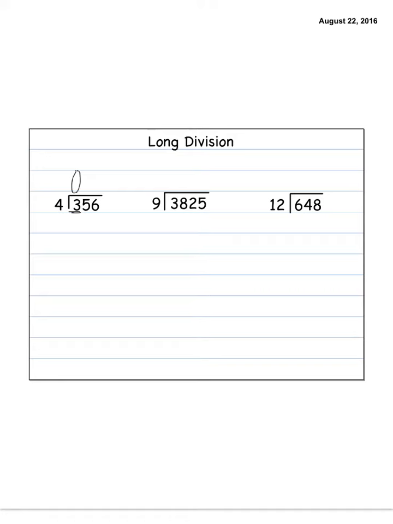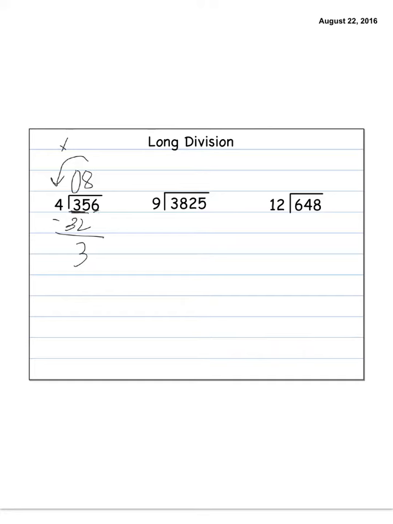So it doesn't go into 3, so now we look and say, okay, how many times does 4 go into 35? Well, 4 can fit into 35 8 times. Now we take that 8 and we go 8 times 4 equals 32. So that is showing us that 4 can fit into 35 8 times, and it fits 32 in there, and we say, how much is left over? So we have to do subtraction. 35 minus 32 equals 3.